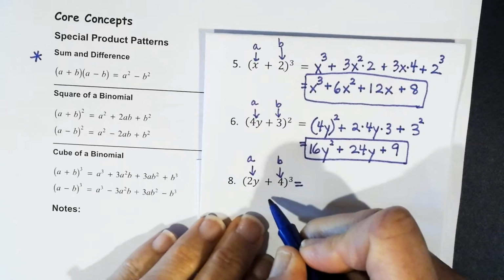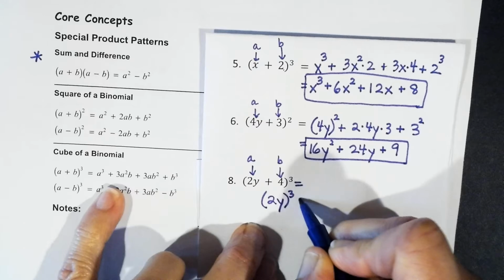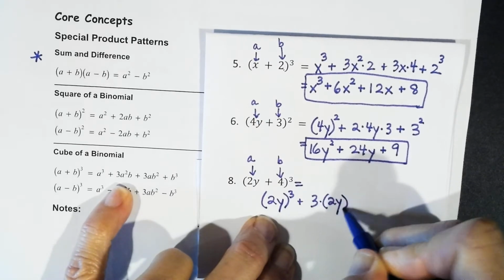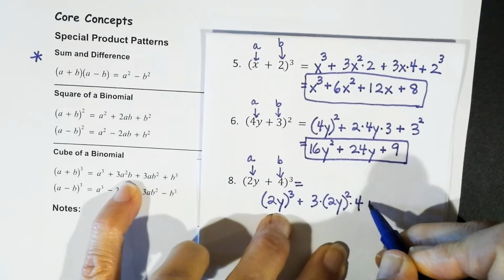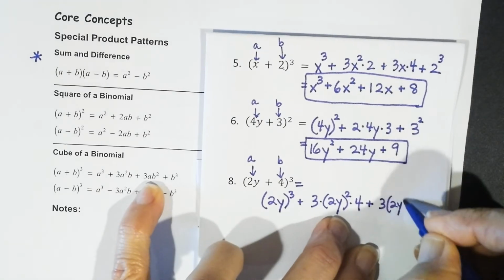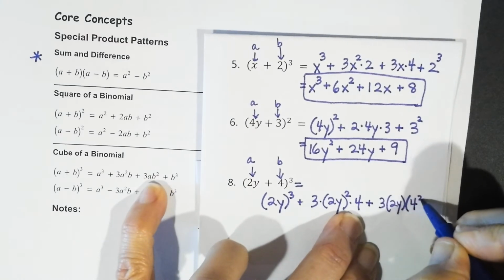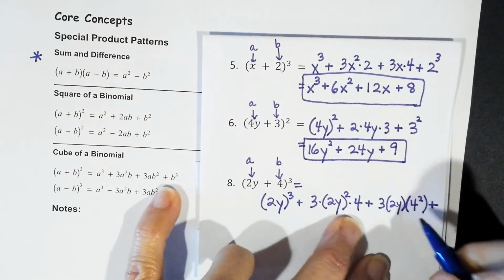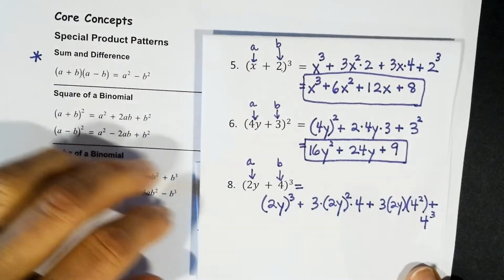So a cubed will be 2y cubed plus 3 times a squared times b, so that's times 4, plus 3 times a, which is 2y, times b squared, which will be 4 squared, and then plus b cubed. So it's going to be 4 cubed. I should have started that over a little bit more. Okay.